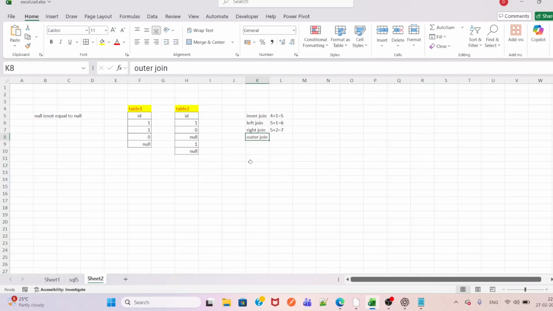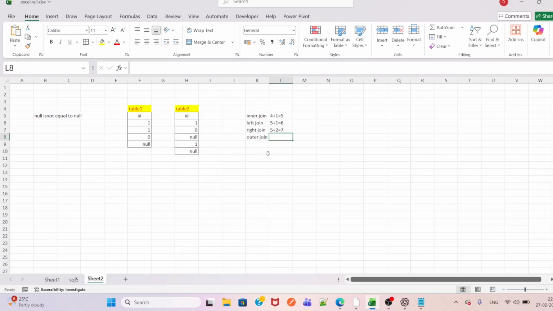So in outer join, we know the concept: we can do the summation of left join plus right join, and we can subtract the inner join parts. Okay, so that is the concept-wise way to remember how the outer joins are calculated, right?